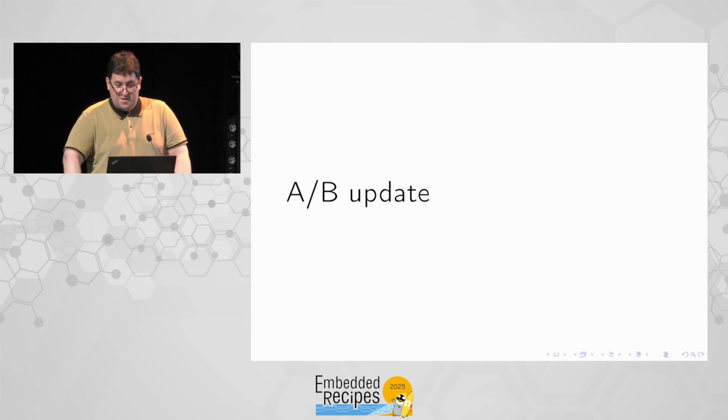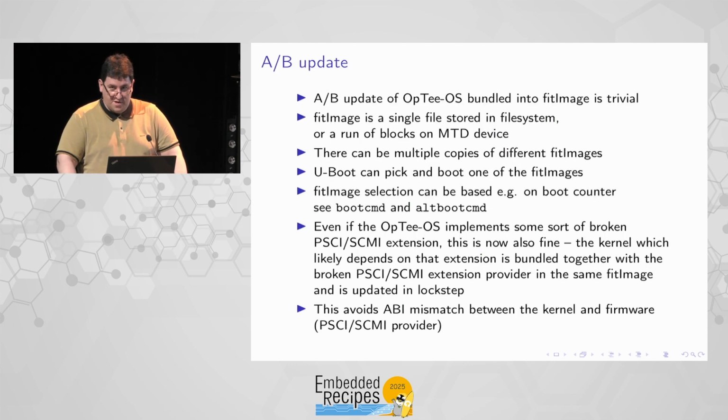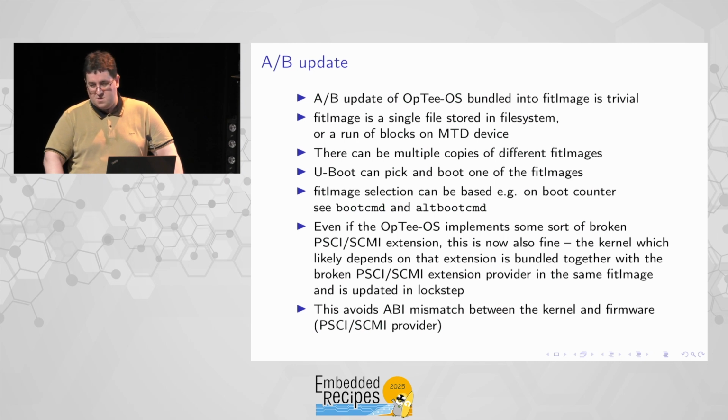Let's talk about A/B update. So the current situation we actually have right now is that we have U-Boot SPL, we have U-Boot, capable of booting Linux kernel, device tree, and FIT image together from one single file, which is stored somewhere in the file system. Now, U-Boot also has the ability to do fallback boot. That means if some sort of a boot counter overflows, it will run some sort of a different boot script. And this is already part of U-Boot for 20 years. It's been there since forever.